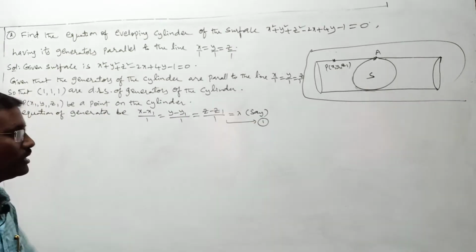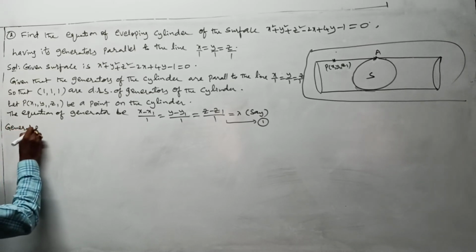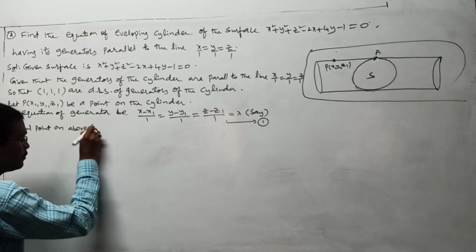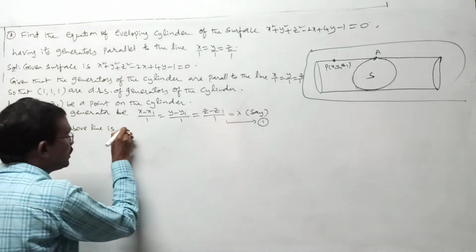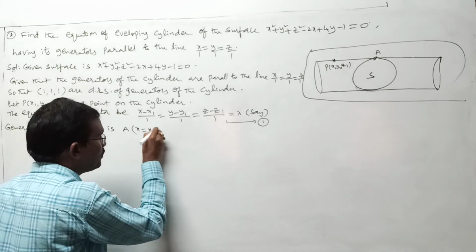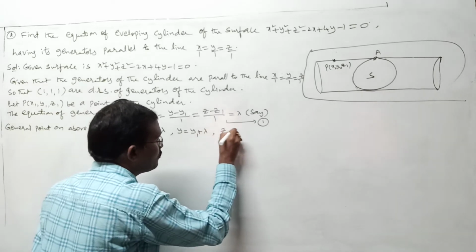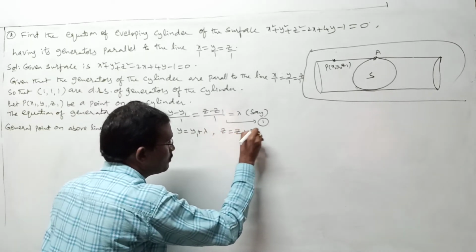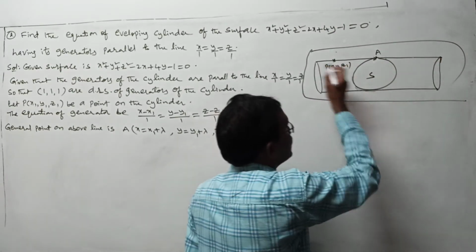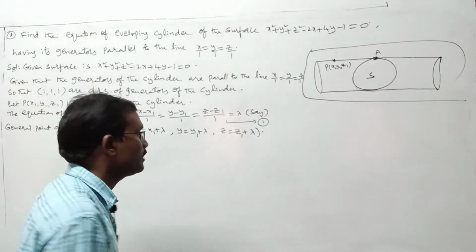Now define a general point on this line. The general point on the above line, which I am denoting with capital A, is x equal to x1 plus lambda, y equal to y1 plus lambda, z equal to z1 plus lambda. This is a general point, that is, any point on this line. Let us fix that point on the surface.